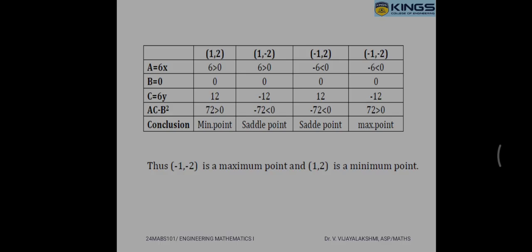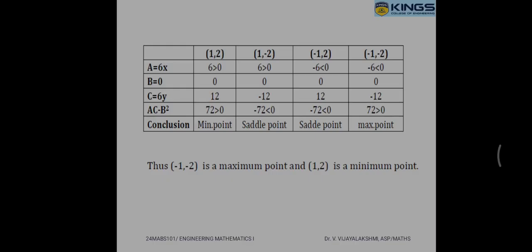Now coming to the next point (1, minus 2). Substitute x equal to 1 and y equal to minus 2 in a. We get 6, which is greater than 0. And b is already 0. C is equal to 6y; replacing the value of y here, we get minus 12. And ac minus b square is minus 72, which is less than 0. Here the condition is ac minus b square less than 0, so this point is called a saddle point.